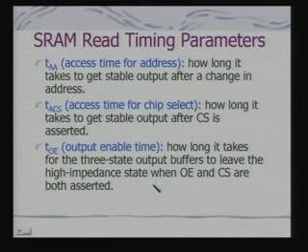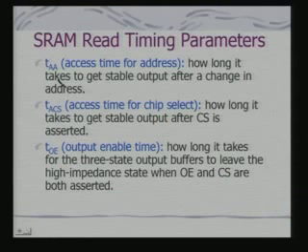So, TAA is called access time for address. How long it takes to get stable output after a change in address. Next is access time for chip select. How long it takes to get stable output after CS is asserted. TOE is the output enable time. How long it takes for the 3-state output buffers to leave the high impedance state when OE and CS are both asserted.